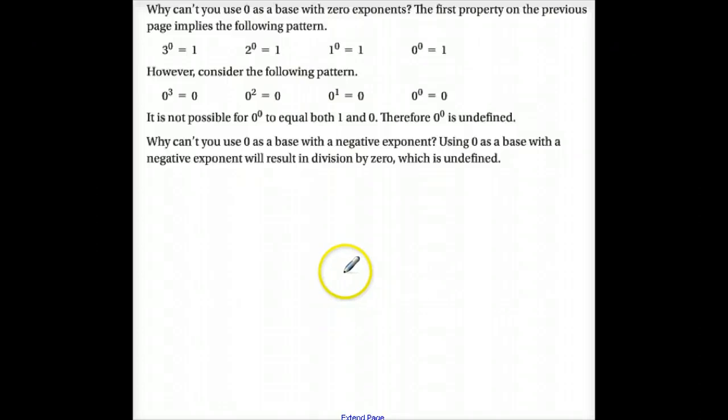All right, another thing to note is that we can never have 0 as a base with 0 exponents, and here's why. Whenever you have 0 as an exponent, if I follow the pattern, our answer should always be 1. So 3 to the 0 power is 1. 2 to the 0 power is 1. 1 to the 0 power equals 1. If we continue the pattern, 0 to the 0 power should be 1 if we follow the rule I just taught you on the last slide.